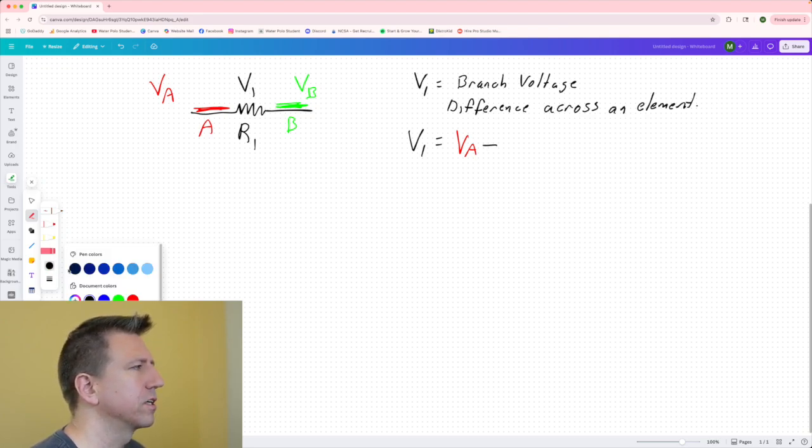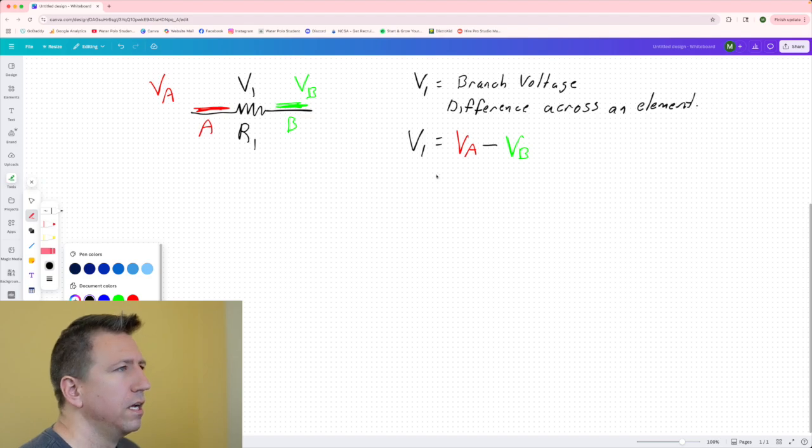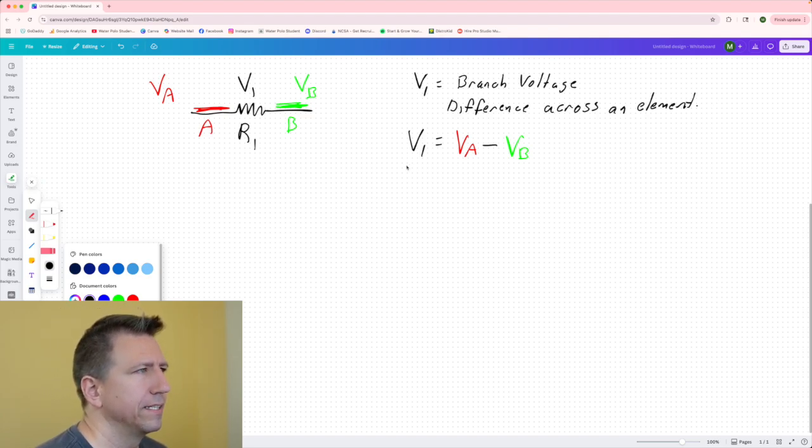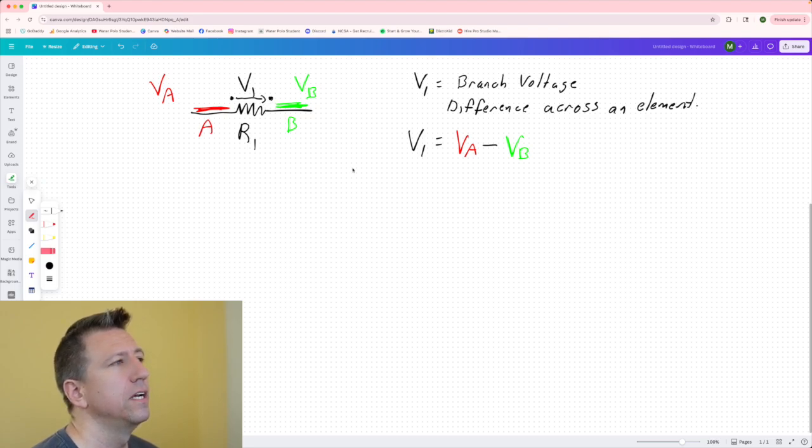minus, oh, look at me use the colors. So proud of myself, VB. Okay, something like that. So what we're saying here is that this voltage isn't actually just one voltage value, it's actually the combination of the difference of these two voltages. It's the difference. So we care about the difference between VA and VB because that's the change in energy that a charge will experience as it transits that element from one side to the other.